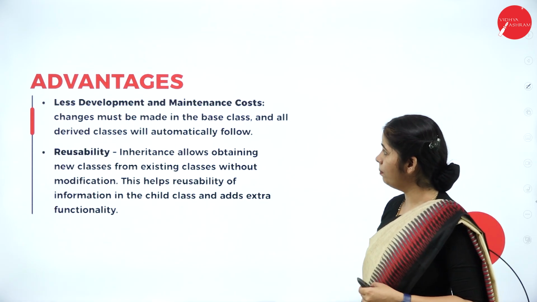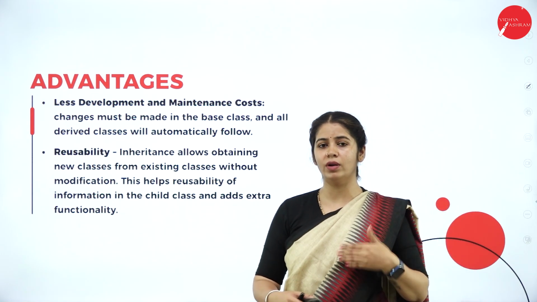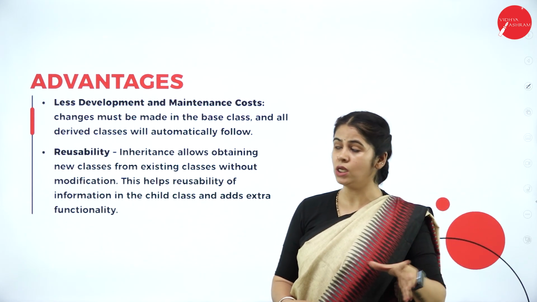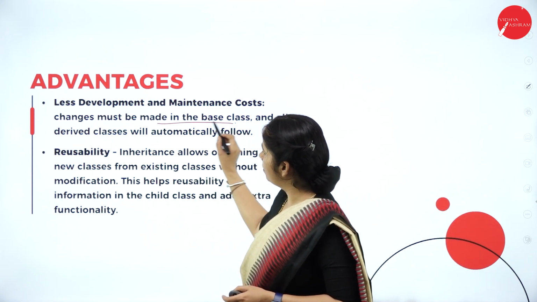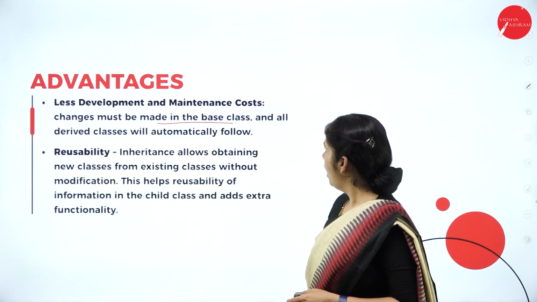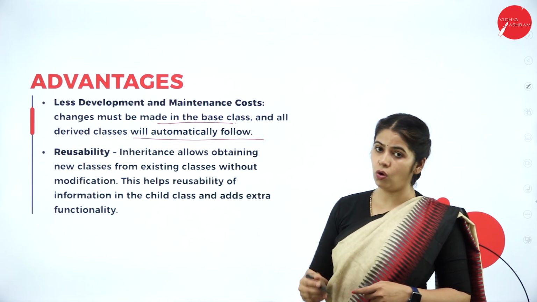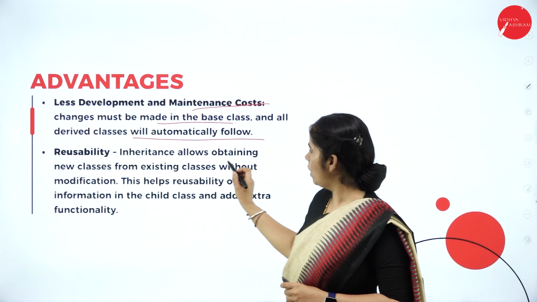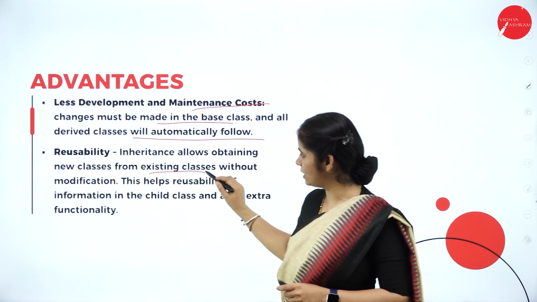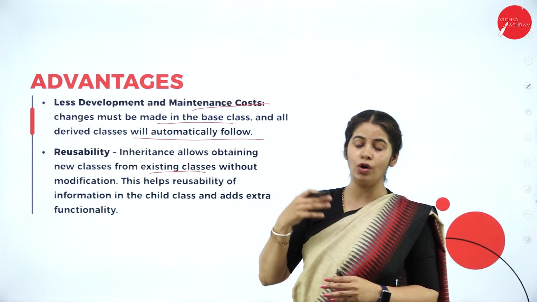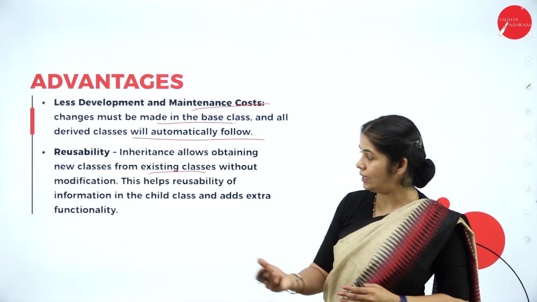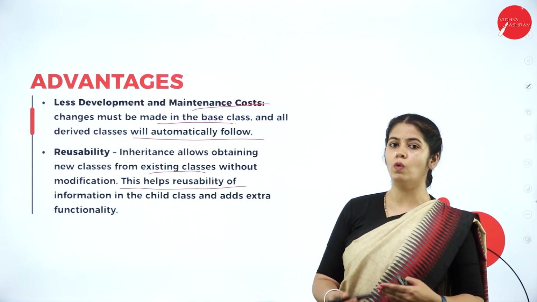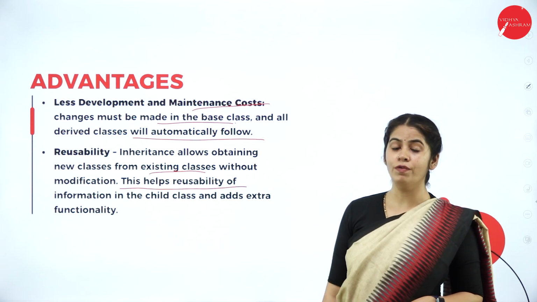And then less development and maintenance cost. As we have created the attributes and methods, or created the class as a blueprint and kept it, it requires less development time, and derived classes will automatically follow the same. Maintenance cost will also be less. Reusability: inheritance allows obtaining new classes from the existing class. We are creating a number of new classes from the existing classes without modification. This helps with reusing the information provided. So these are all the advantages of inheritance.